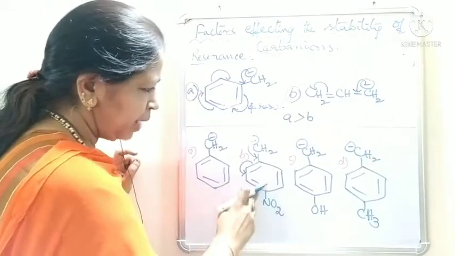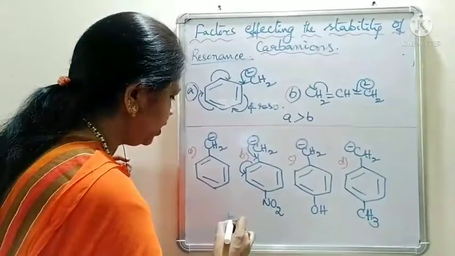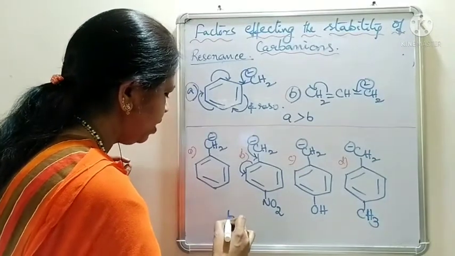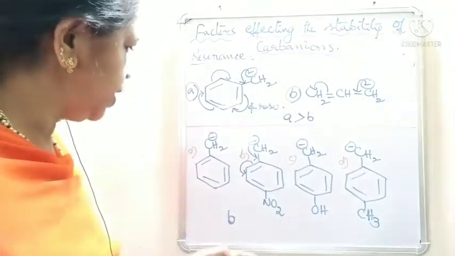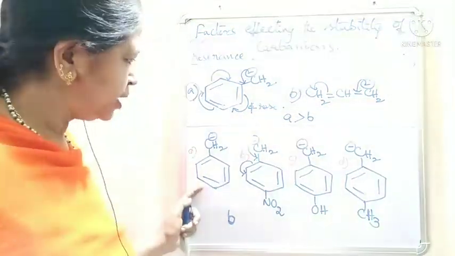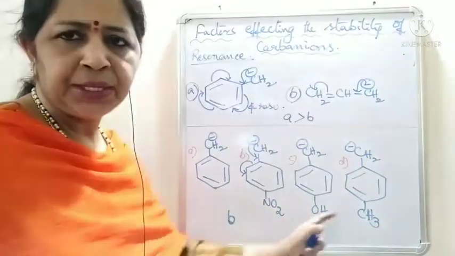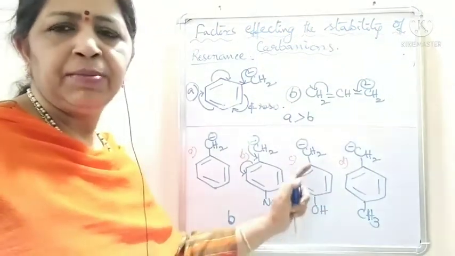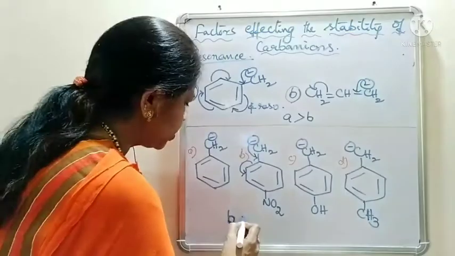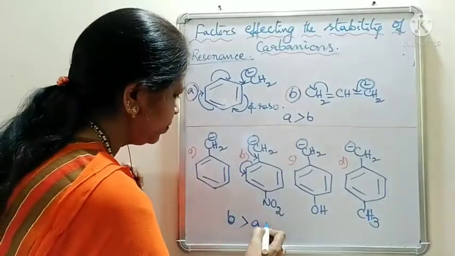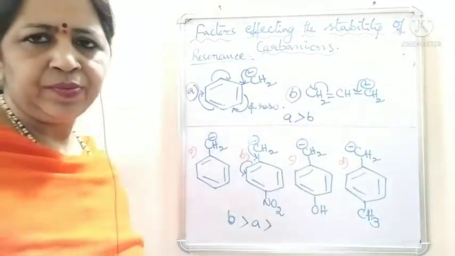So para-nitro benzyl carbanion is more stable. B is more stable among all these 4 structures. Now next comes, this first structure A has no groups on the para position. So these are electron releasing groups. They will destabilize the benzyl carbanion. So next comes, B is more stable than A, and among C and D, which will be more effective?